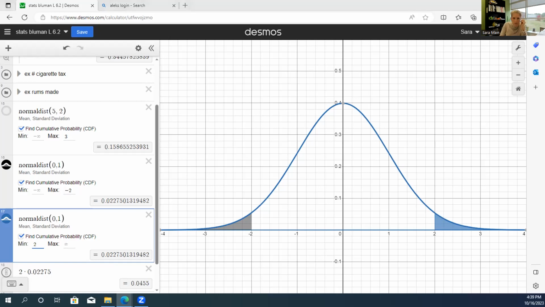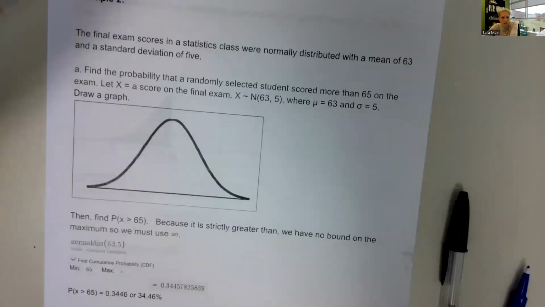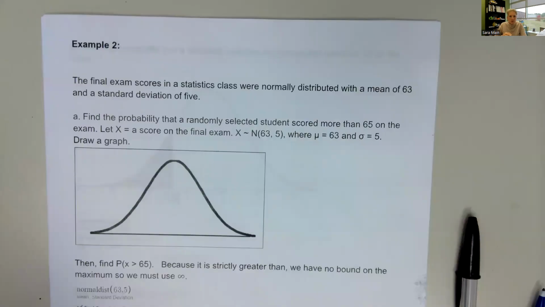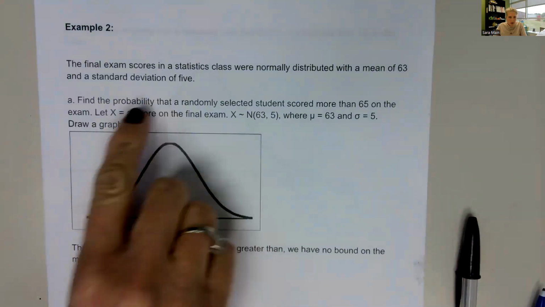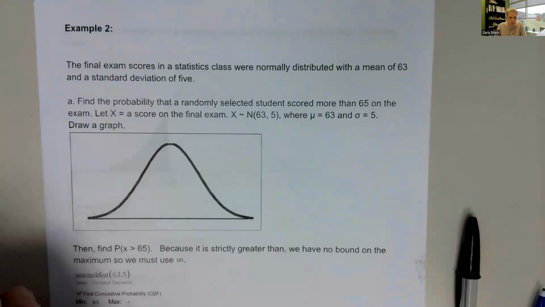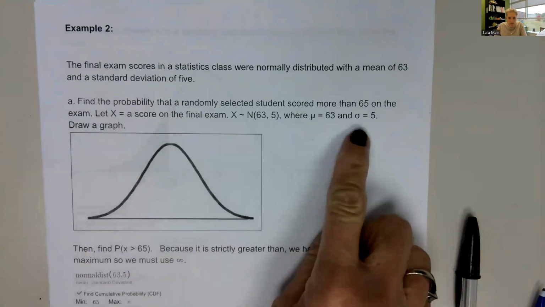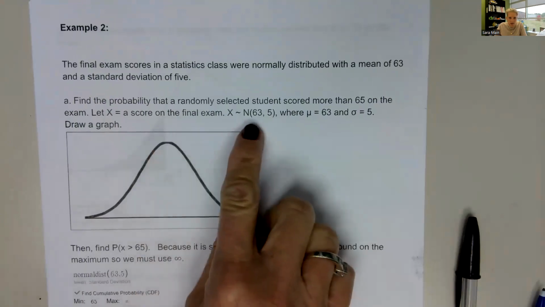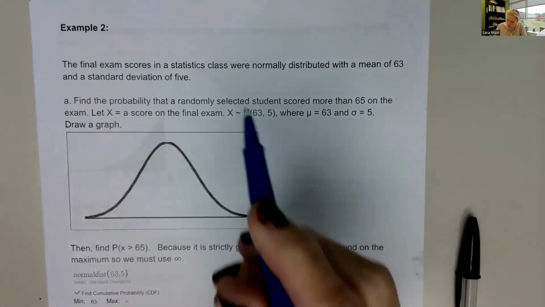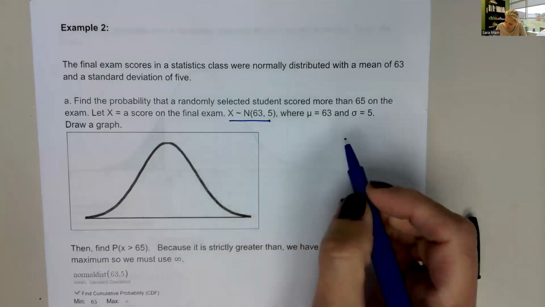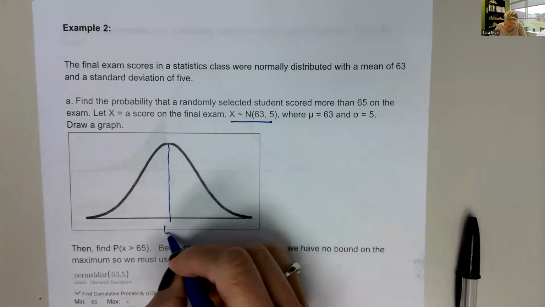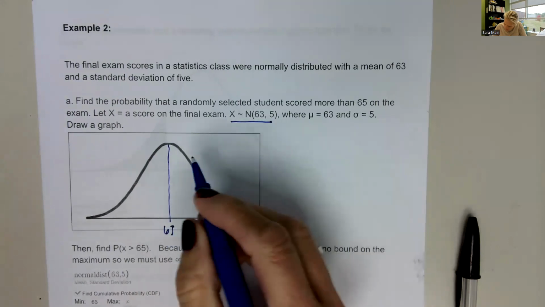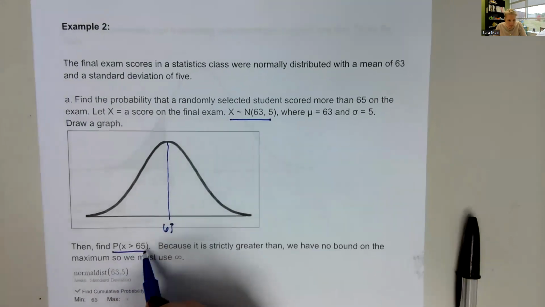Let's go ahead and look at example 2. So the final exam scores in a statistics class were normally distributed with a mean of 63 and a standard deviation of 5. Find the probability that a randomly selected student scored more than 65 on the exam. So X is normally distributed with mean of 63 and standard deviation of 5. And so there is our center at 63, and we want to know the probability of being greater than 65.